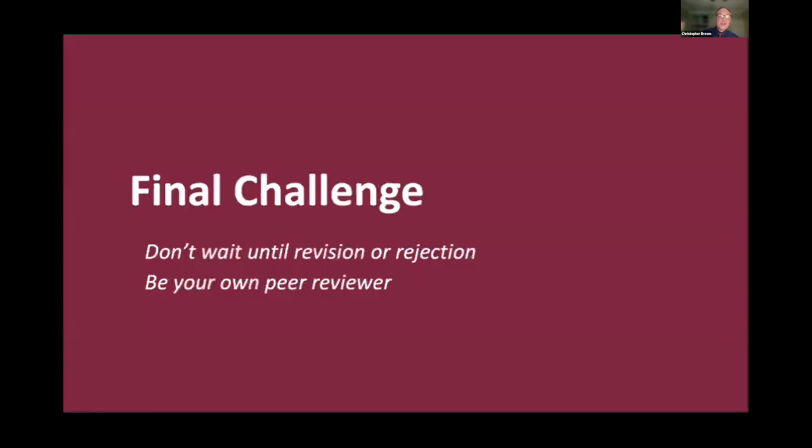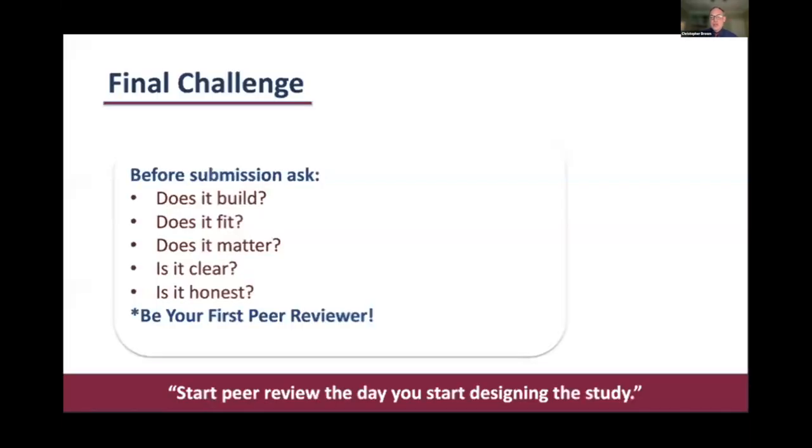We move to the final challenge. Don't wait until revision or rejection. Be your own peer reviewer. The final challenge before submission, become your own reviewer and ask yourself, would I reject this? Would I revise this? Would I accept it? And be honest, because the earlier you ask those questions, the greater your chance of acceptance. Be harder on your own study than the reviewer will be. That is how you improve your chance of acceptance.